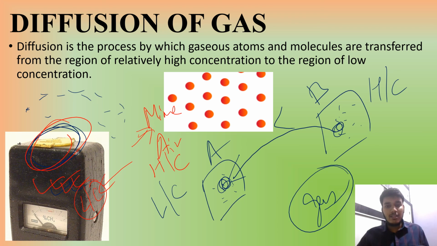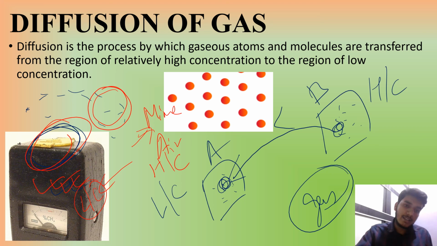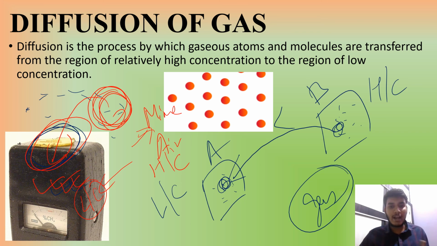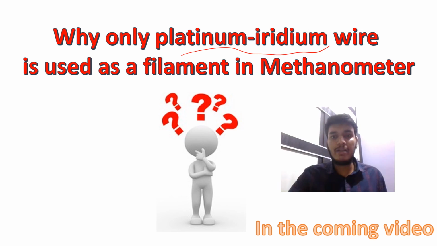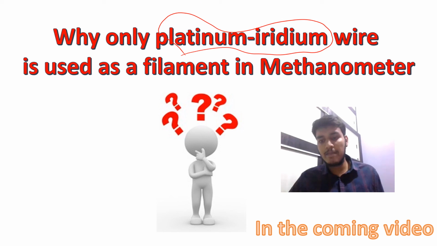So the answer is similar to this, that is diffusion: the gaseous atoms from the mine air will enter this particular methanometer, and we will be reading the amount of methane percentage present in the particular mine air sample. Okay, this was all about diffusion. Now, why are we using platinum iridium wire? This is a very important question, and this will be discussed in our coming videos.